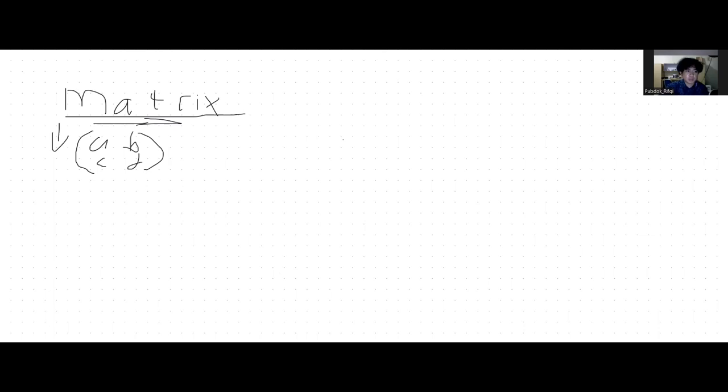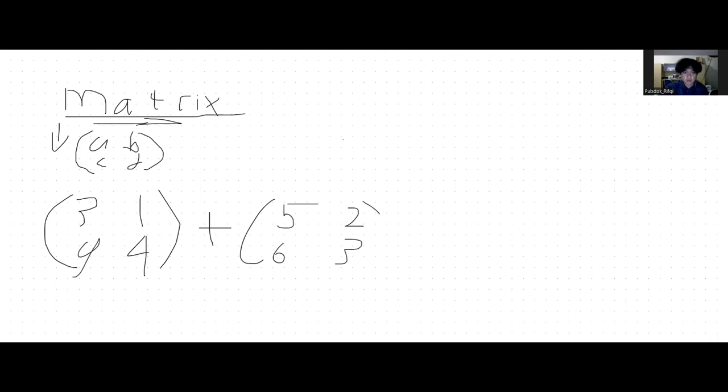For instance, 3, 1, 9, 4 plus 5, 2, 6, 3. It's pretty simple. All you have to do is 3 plus 5 equals 8, and 1 plus 2 equals 3, 9 plus 6 equals 15, and 4 plus 3 equals 7. Yeah, it's pretty simple.